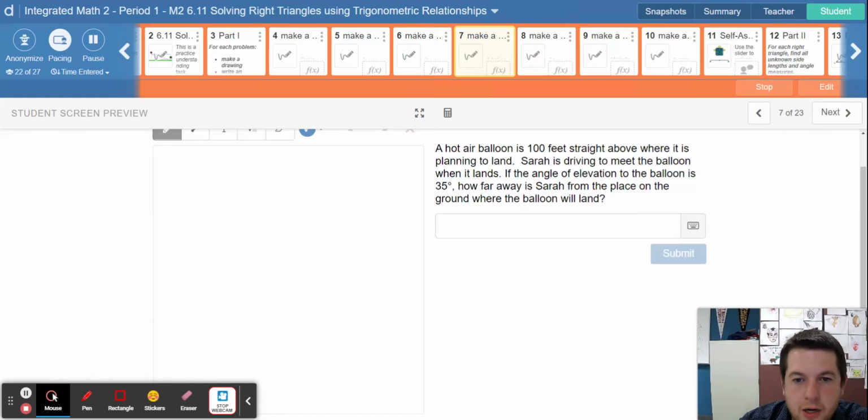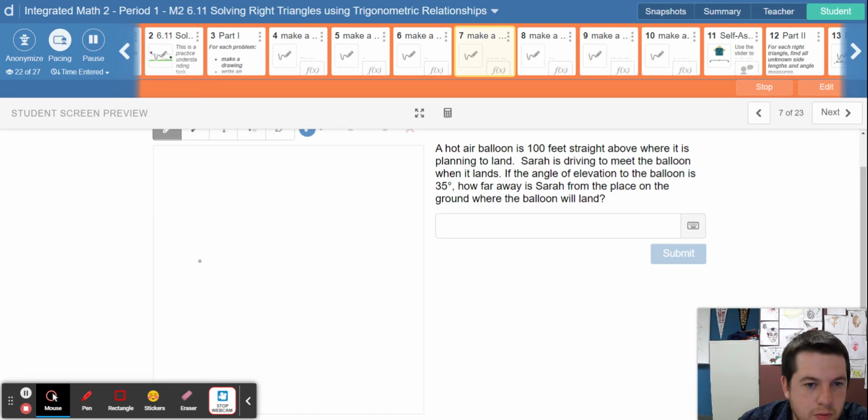So in this story problem, we have a hot air balloon that's 100 feet straight above where it's planning to land. Sarah is driving to meet the balloon where it lands. If the angle of elevation to the balloon is 35 degrees from where Sarah's at, how far away is Sarah from the place on the ground where the balloon will land?